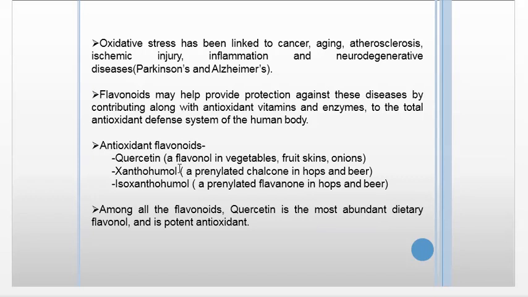Antioxidant flavonoids: quercetin, xanthohumol, isoxanthohumol. Among all the flavonoids, quercetin is the most abundant dietary flavonol and is a potent antioxidant.